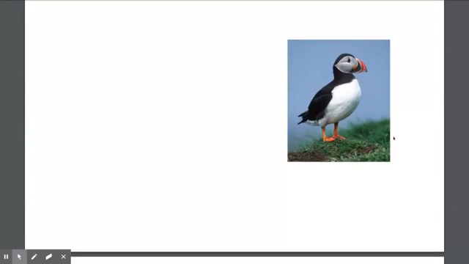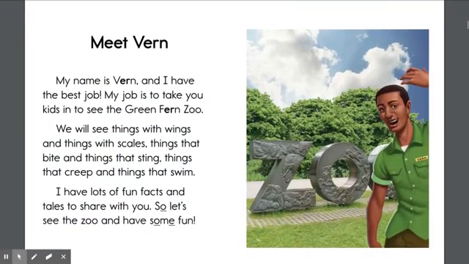Oh, there's a little puffin, excuse me. And we actually have puffins here. In fact, they live on a little island by my house, Protection Island. They have the puffins there and they are protected on the island. So that's a puffin. And here's Vern.